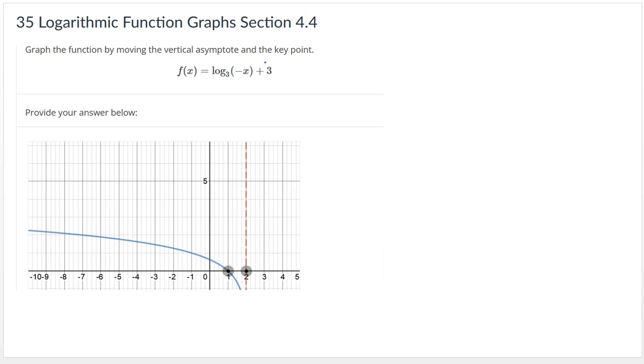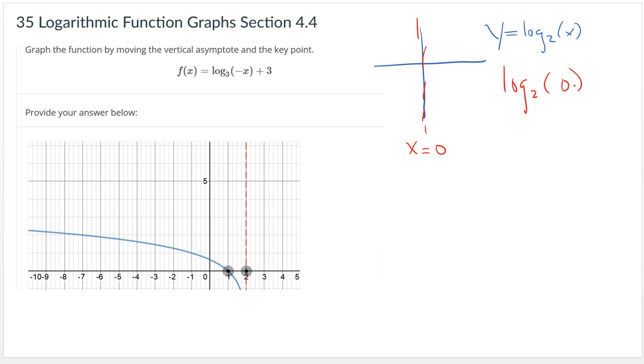First, let's talk about the vertical asymptote, and then we'll talk about those 3 different hints that I gave to help you graph logarithmic functions in Newton Alta. So how do you find a vertical asymptote for a logarithm? Well, remember the basic logarithm, y equals log base 2 of x. The vertical asymptote is right here. It is the y-axis, which is x equals 0. Why? Because if I substitute 0 into a logarithm, I get undefined.